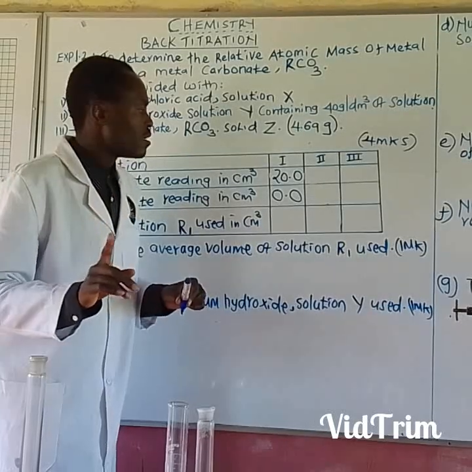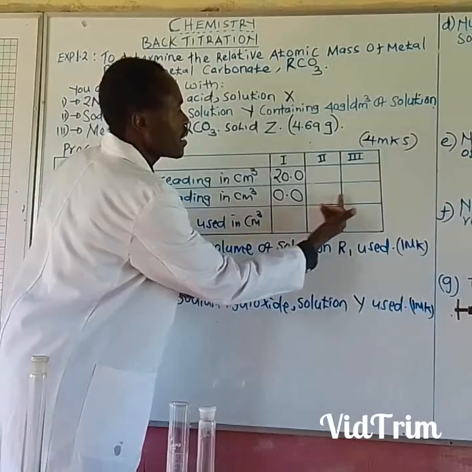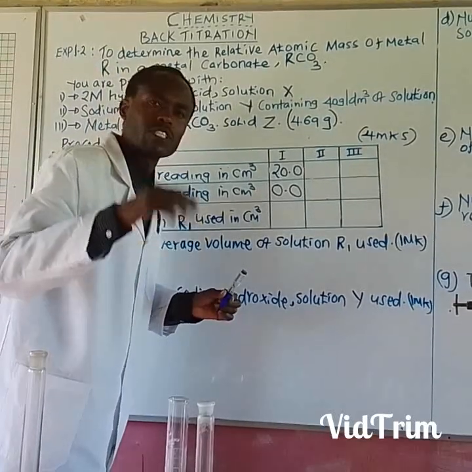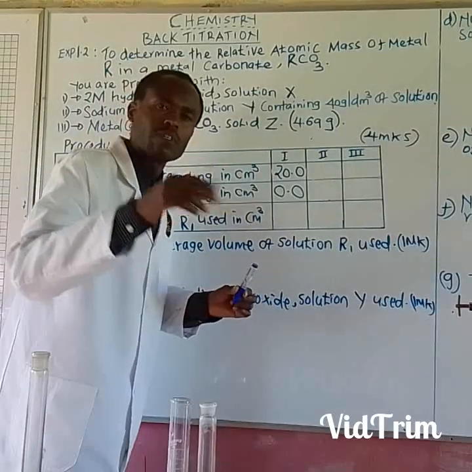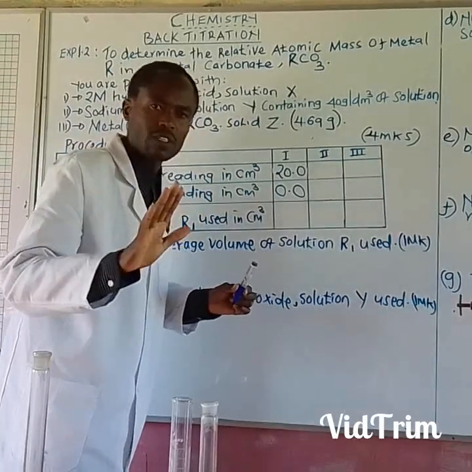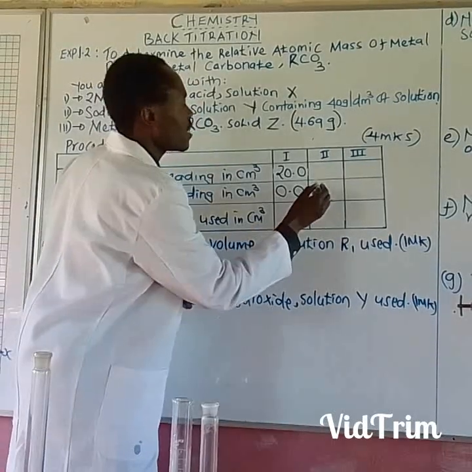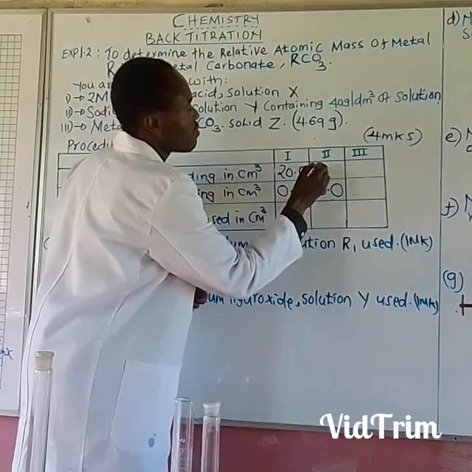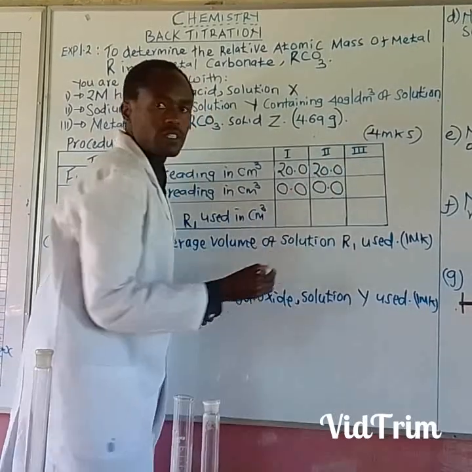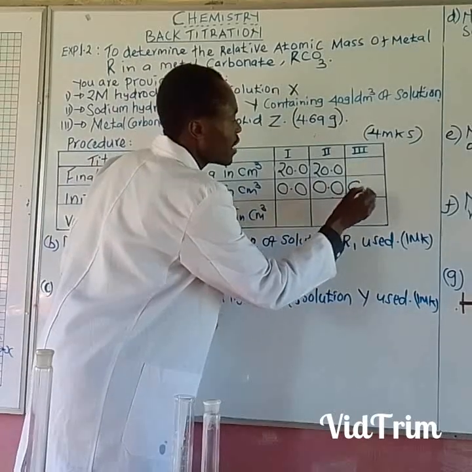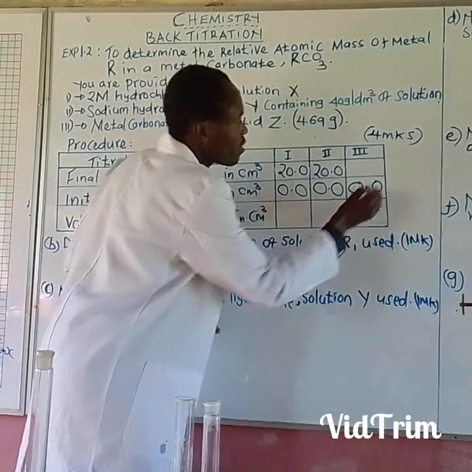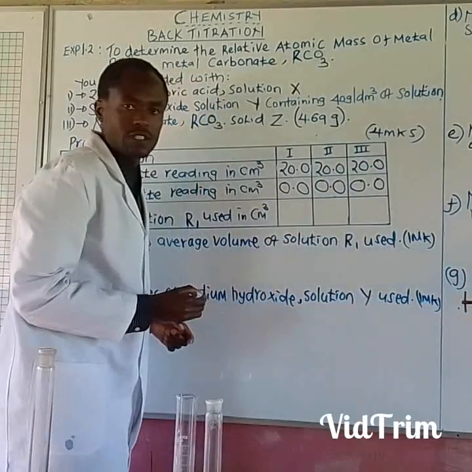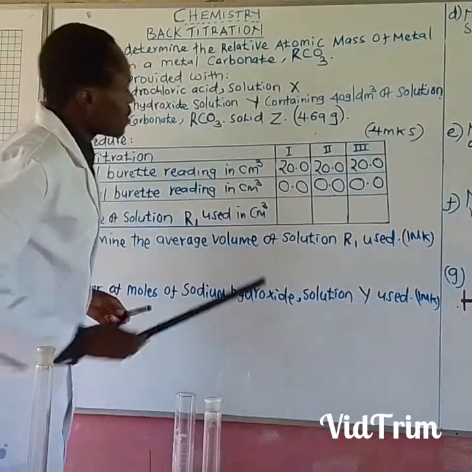But also remember that when you carry out the second and third or fourth titration, always refill the burette. Refill the burette to the zero mark, so that from time to time you are starting from the zero. Is it okay, my student? So let us assume we are also starting from zero, so that the final value will also be 20.0. Then in the third iteration, you also refill and start from 0.0. Then the final, you will also get 20.0.